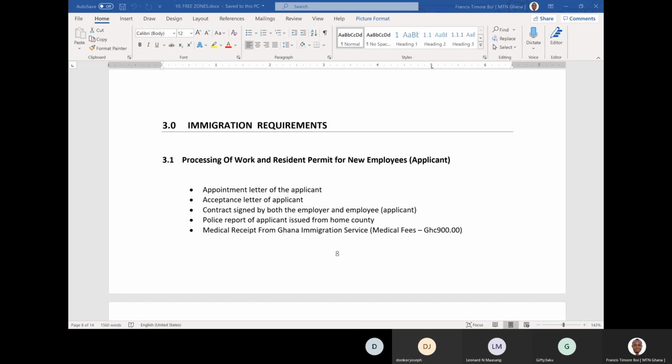26. Responsibilities of customs, excise, and preventive service. Subsection 1, the customs, excise, and preventive service is responsible for the control of zero-rated goods. A, within a free zone. B, in transit between 2 free zones. And C, in transit between a free zone and a point of entry into or exit out of the Republic.